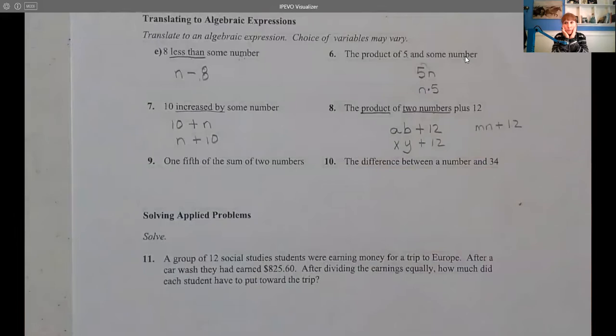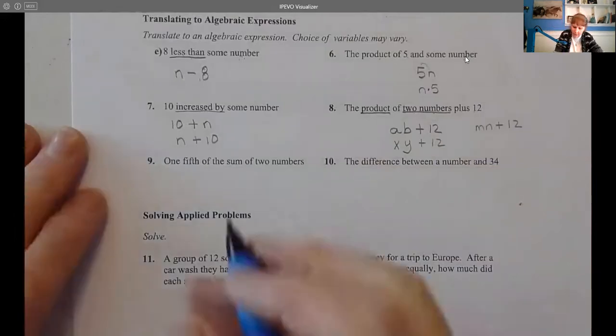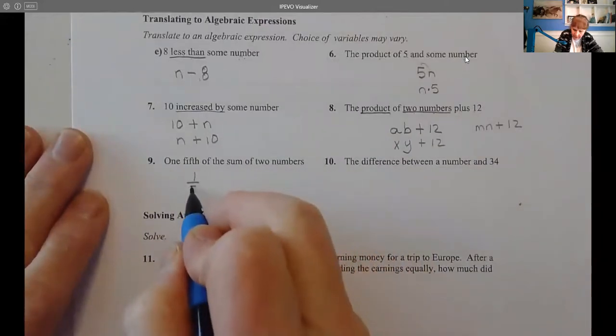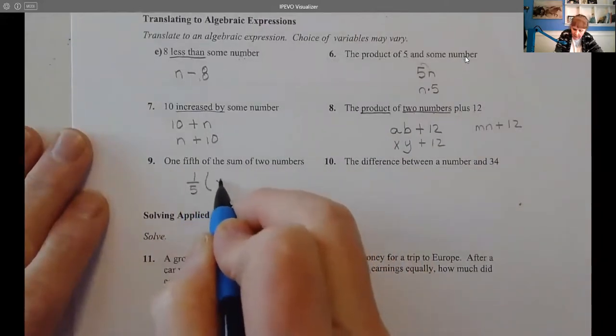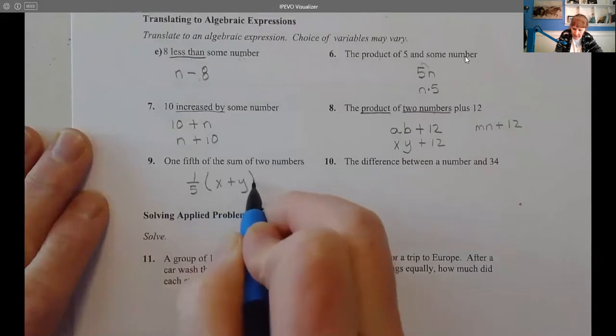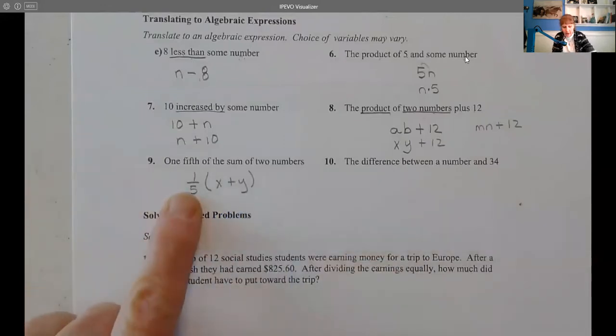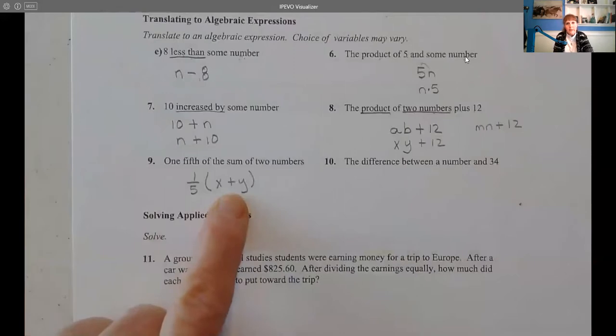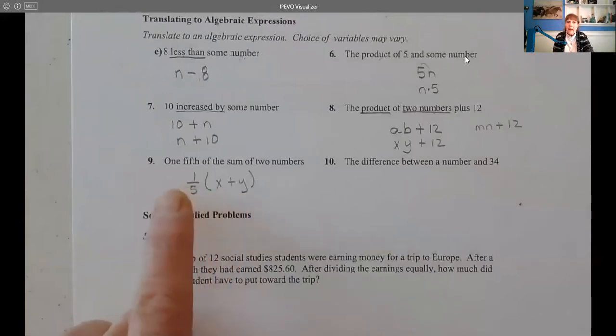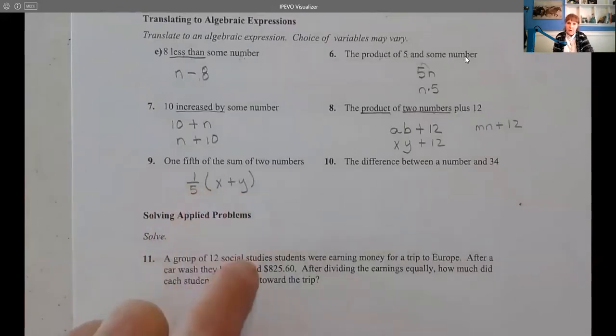Number 9 is a little bit more difficult, because you're taking 1/5 of the sum. So you're not taking 1/5 times a number, you're taking 1/5 times the sum. So what they want here is 1/5 the sum. I'll use X and Y. So this is 1/5 of the sum. They want you to find the sum first and then take 1/5 of that sum.